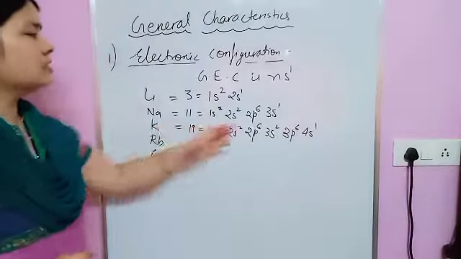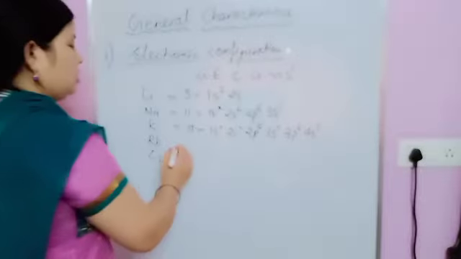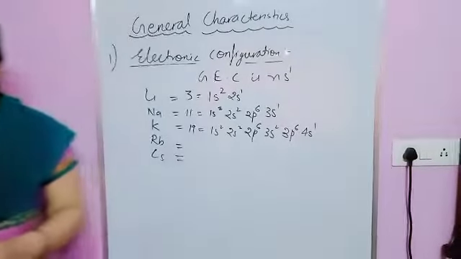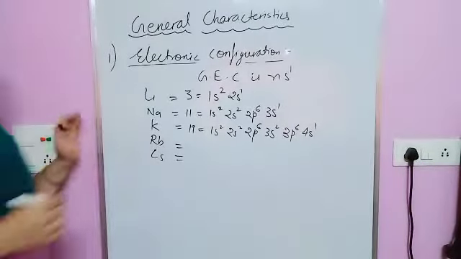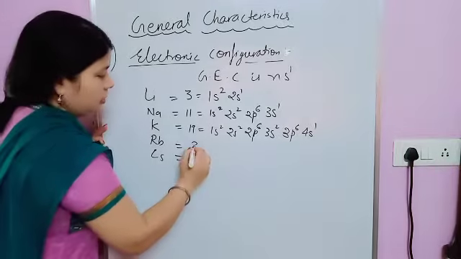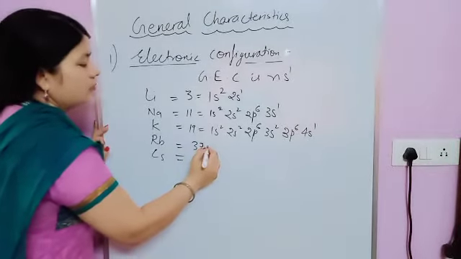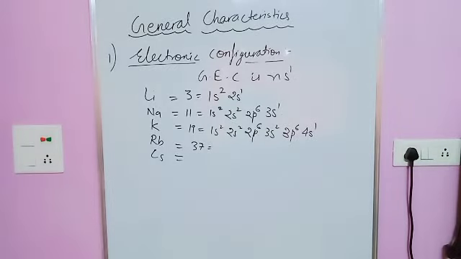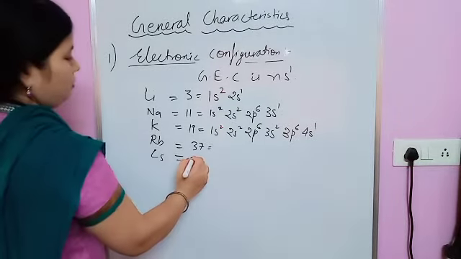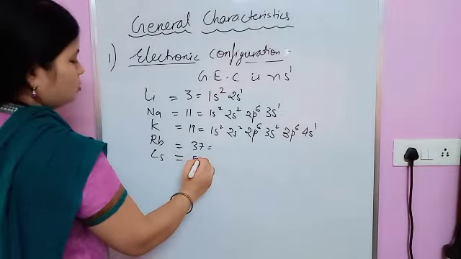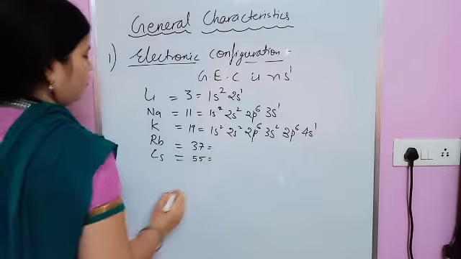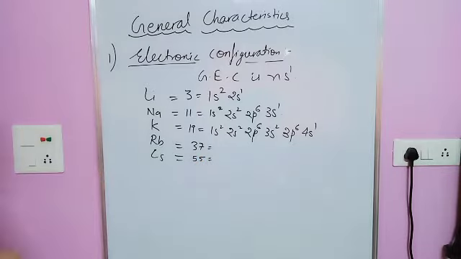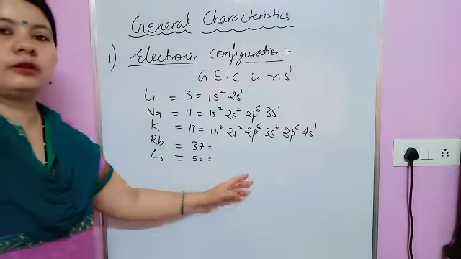So this one is the general electronic configuration. Now you have to write it for rubidium and cesium. Rubidium, atomic number is 37, and in the case of cesium, that one is 55. So simple, you have to write their electronic configuration.